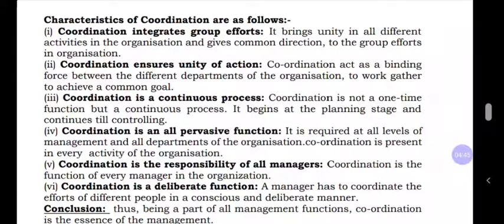Next one: coordination is a continuous process. The coordination function is not used one time in the organization; we use it continuously. It begins with planning and continues till controlling. Next one: coordination is an all-pervasive function. Pervasive means it is present in all the departments. Coordination is very important for all levels of management and all departments of the organization. That means coordination is required for every activity of the organization.